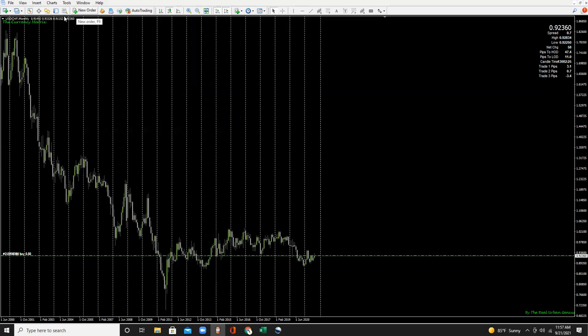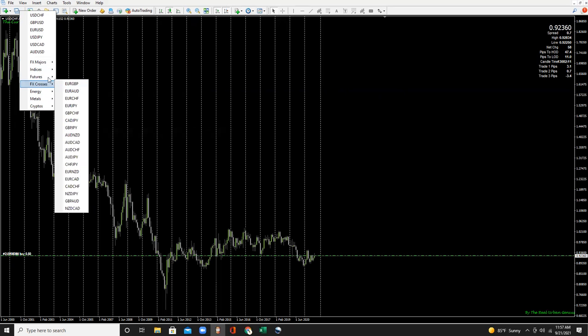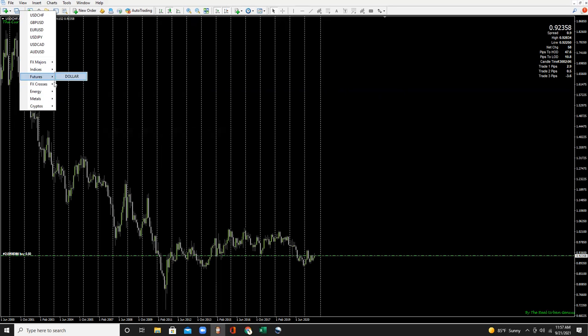And that's just by clicking new order. You can also hit it up here in tools and go to new order. File is where new chart is, where you'll select your different currencies. F majors, you know, the top 6 or 7 majors, all including the USD, your indices, your futures, which is just the dollar. Most brokers are only going to have the dollar as a future.